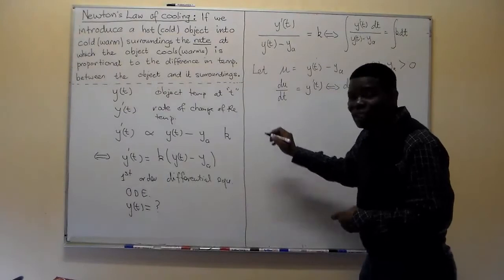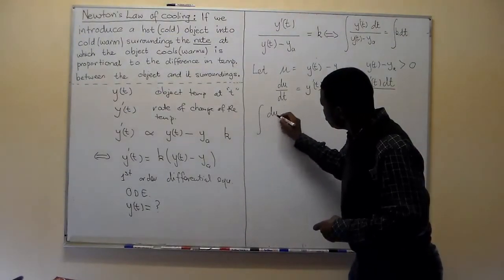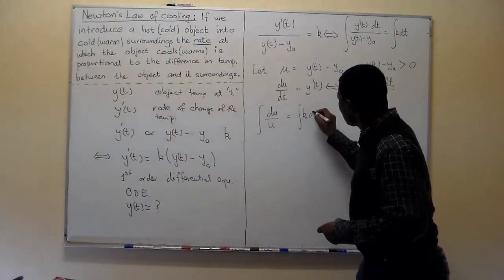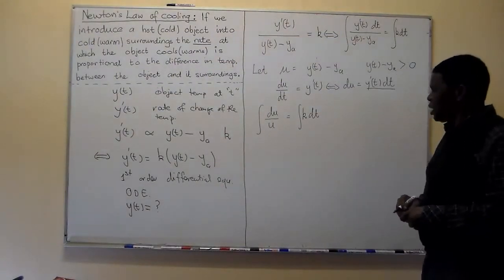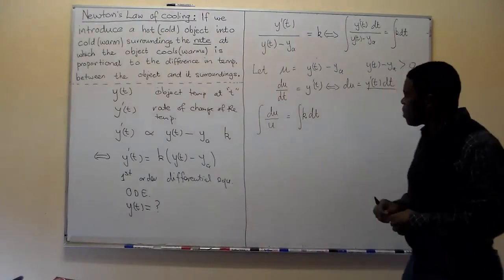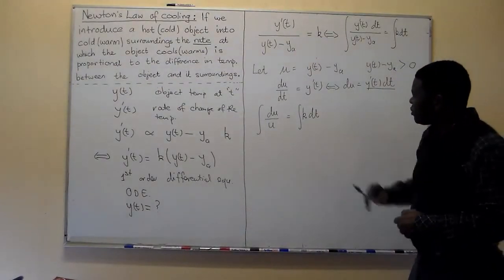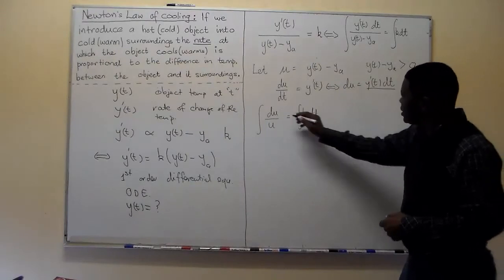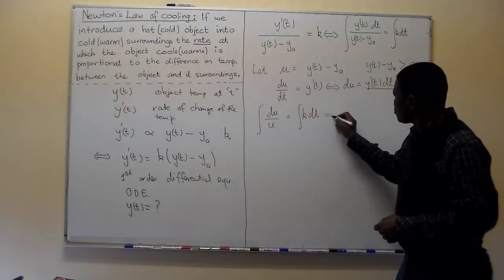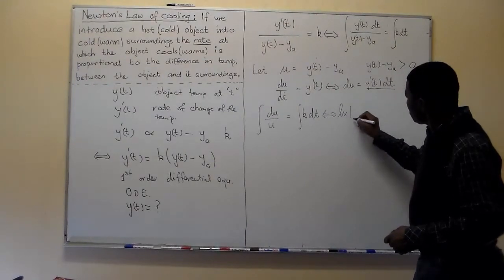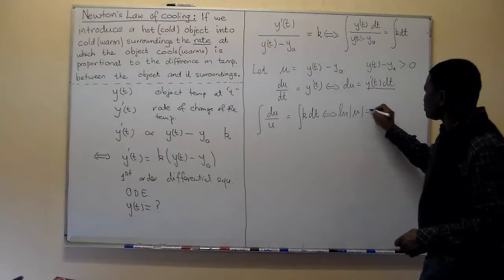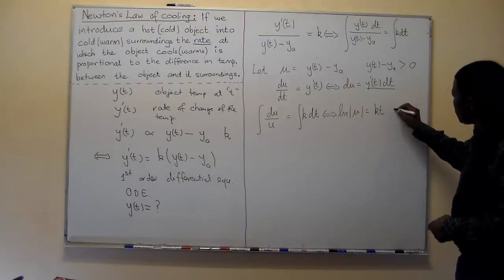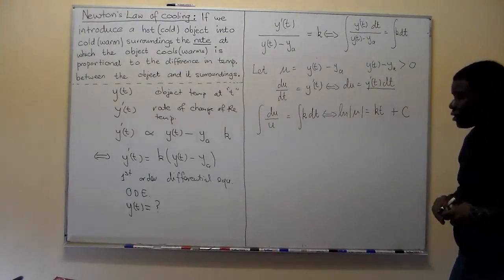Then we've got a standard integral, which is the integral of du over u equals the integral of a constant k with respect to t. I think we're familiar with this now. Here we've got a constant, which is the derivative of a linear function usually. Integrating this, we have ln of u equals kt, which is the integral of the constant there, plus a constant c.